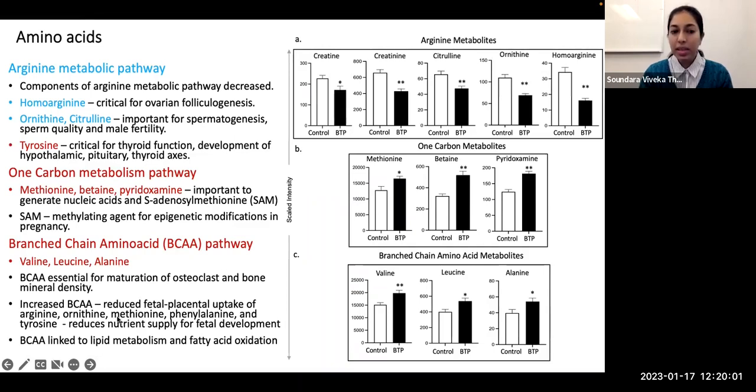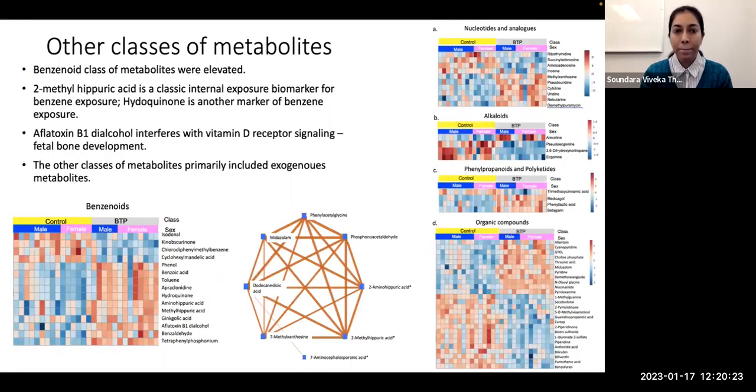And increased BCAA amino acids is known to result in reduced fetal placental uptake of other essential amino acids, which could reduce nutrient supply for the fetal development. It's also to be noted that BCAA is also linked to lipid metabolism and fatty acid oxidation, which we saw to be significantly affected in the earlier pathway.